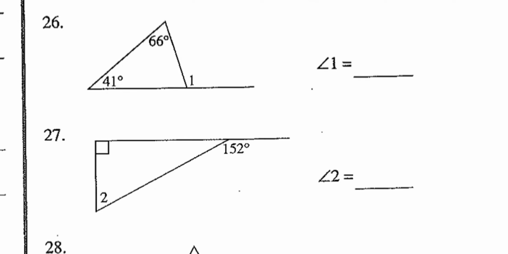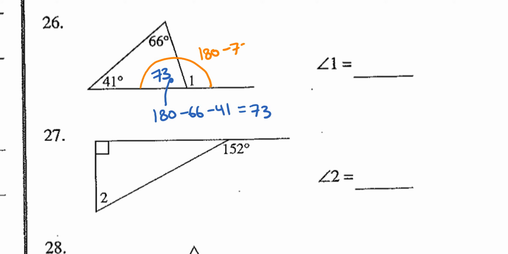Okay, let's keep on going here. A bunch of questions for us to go over. Angle number 1, well, let's go ahead and find this angle first. So this blue angle is going to be 180 minus 66 minus 41, that's going to be 73 degrees. And then we know angles on a line add up to 180. So 180 minus 73 will give me the last angle there for angle number 1, and that's going to be 107 degrees there.